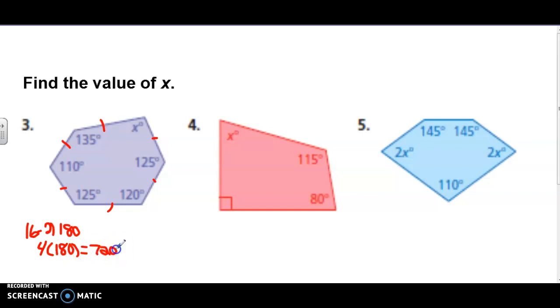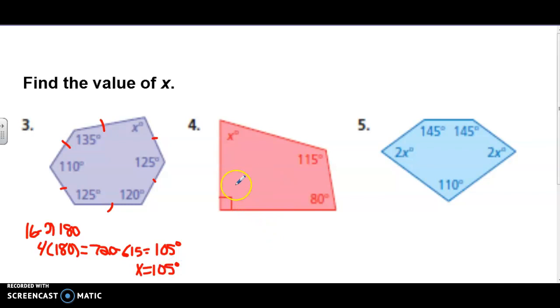So now that I know that all of them should equal 720, I will subtract what I already have. So that's 250, 360, 480, 580, 615. And that'll leave me with 105 degrees. So that's what x equals. X equals 105 degrees because all that's in that spot is x.